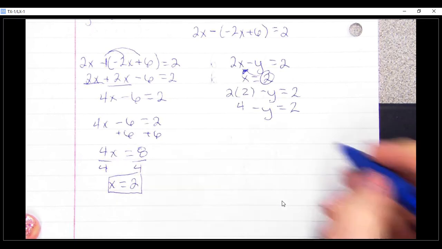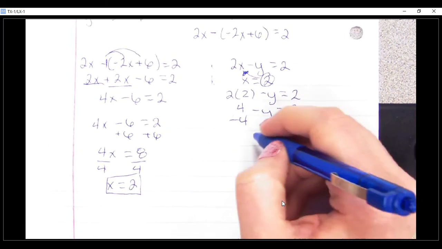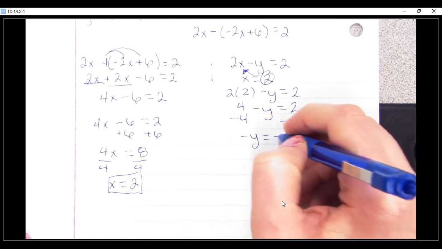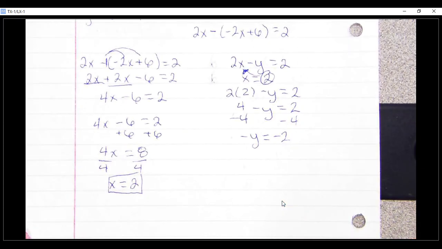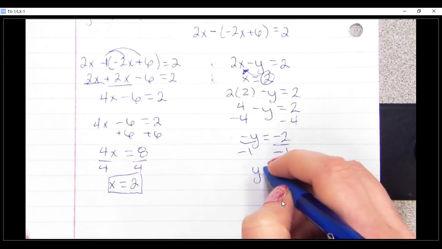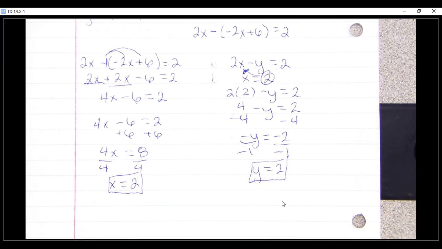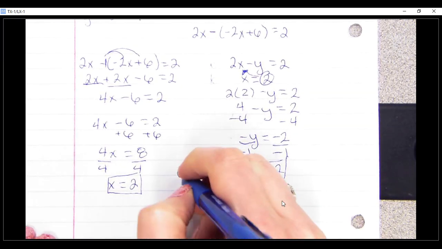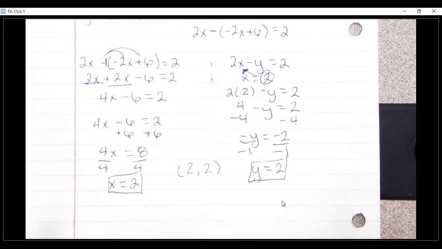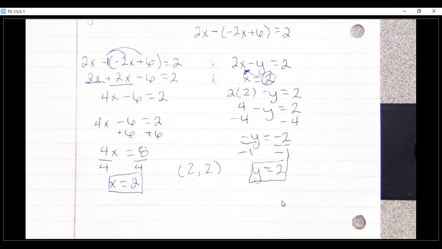Now we're going to continue to solve by subtracting 4 on both sides. We have negative y is equal to negative 2. We're still not done yet, though, because we need to divide everything by negative 1 to get y is equal to 2. We are almost done. Step 8 is to write your answer as a point. Remember, the x always goes first. In this case, it doesn't matter since it's the same numbers, but we would have x go first, y go in second, and we have our answer.